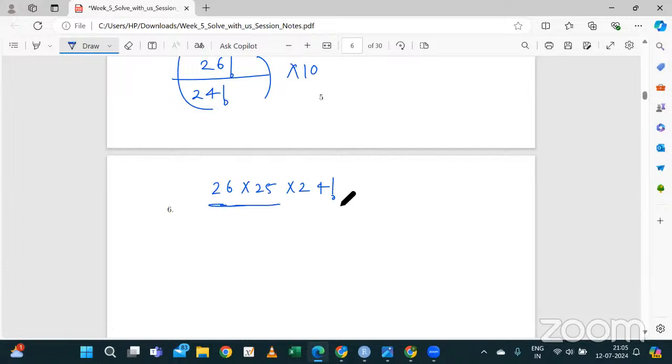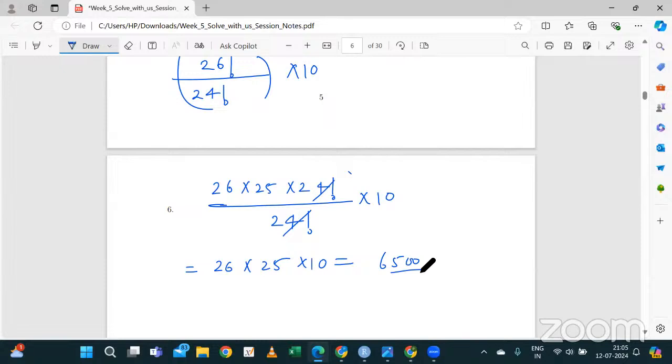20 into 10. So 24 factorial will get cancelled out. 26 into 25 into 10, which is 25 into 26, I think 650, so 6500.